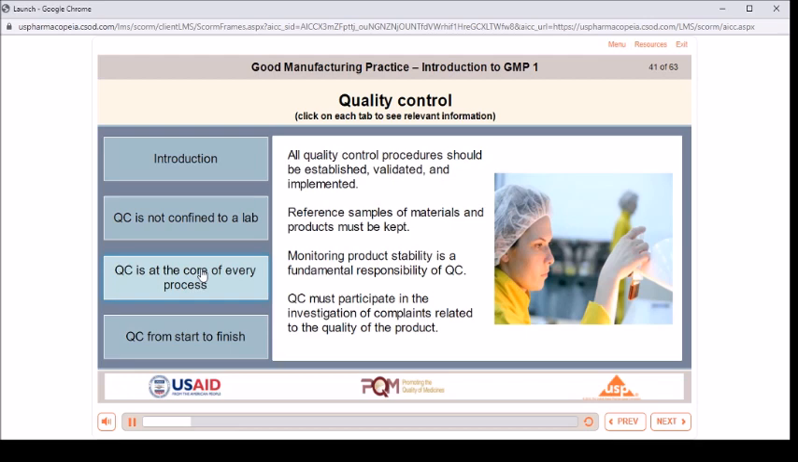QC is at the core of every process. All quality control procedures should be established, validated, and implemented. Reference samples of materials and products must be kept. Monitoring product stability is a fundamental responsibility of QC. QC must participate in the investigation of complaints related to the quality of the product.